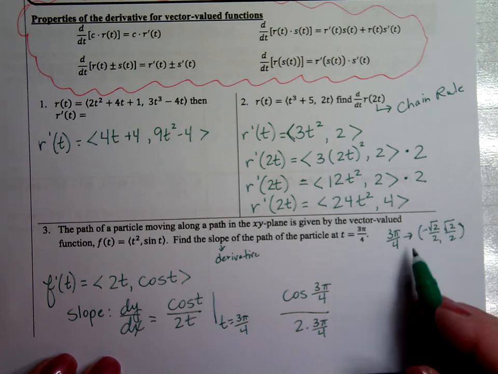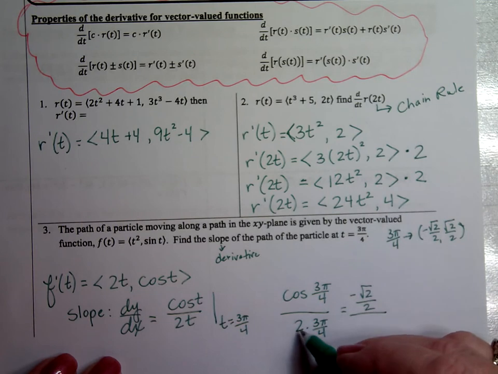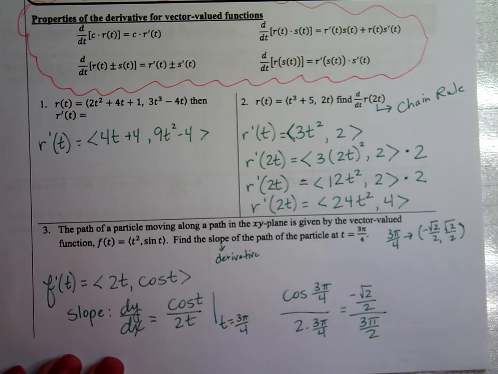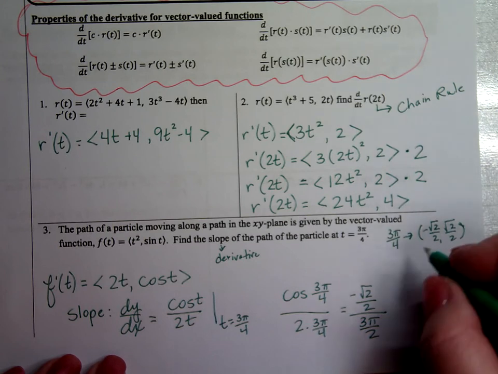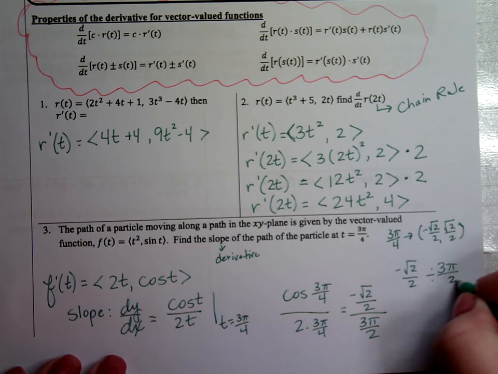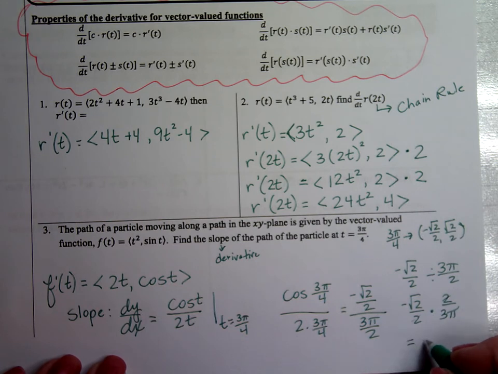So cosine is x. That means I have, I'll write it this way first, negative square root of 2 over 2 divided by, this would be 6 pi over 4, 3 pi over 2. But ain't nobody like a complex fraction, so therefore we're going to change this thing and go horizontal. So I have a negative square root of 2 over 2 that's being divided by 3 pi over 2, or negative square root of 2 over 2 times 2 over 3 pi. Keep, change, flip. 2's cancel. Final best answer is negative square root of 2 over 3 pi.